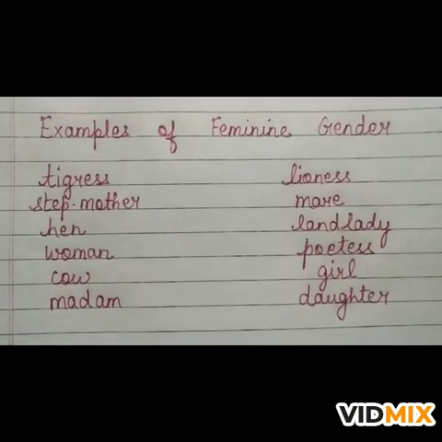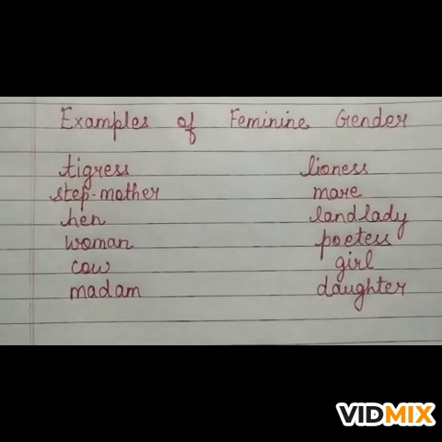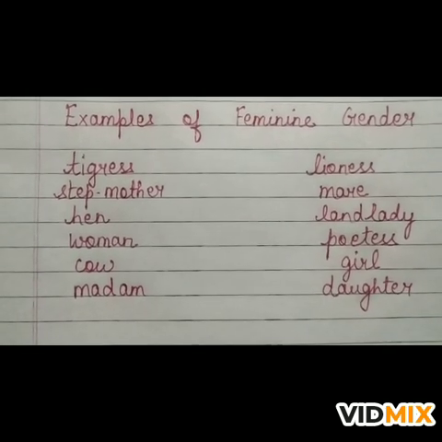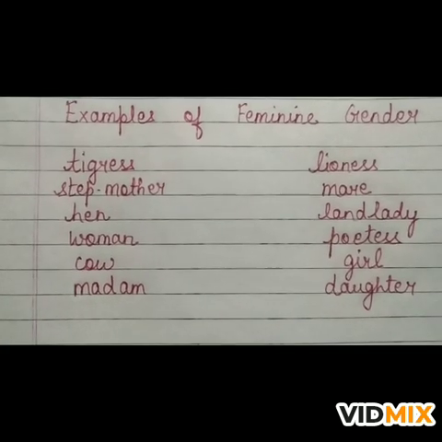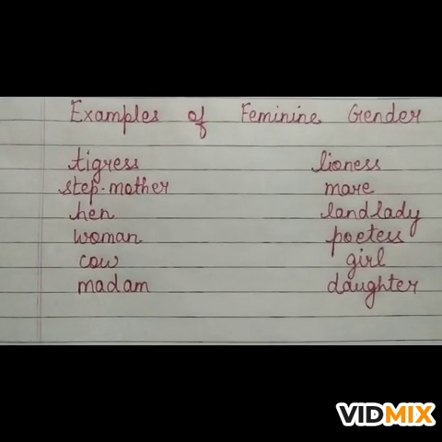Next is the feminine gender. The names of all the female persons as well as animals come under this feminine gender. For example, girl, aunt, wife, vixen, all these are examples of the feminine gender. Now students, here you can see some examples of the feminine gender, that is tigress, stepmother, hen, woman, cow, madam, lioness, mare, landlady, poetess, girl and daughter.